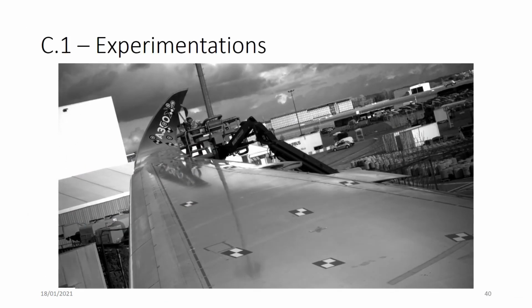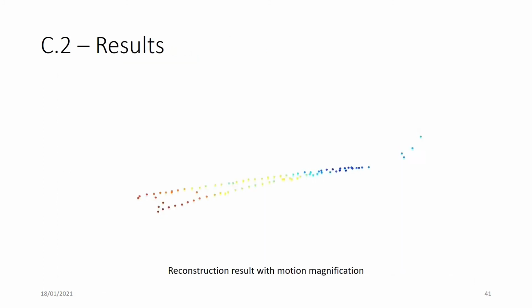Finally, we shook the wing tip manually to create a motion of about 5 centimeters amplitude, and when we reconstruct the wing, this is what we get. So here you can see the reconstruction with a motion magnification on the z-axis, and even if it's a bit noisy, you can clearly see a 5 centimeters displacement, which is really good for what is required during the test.